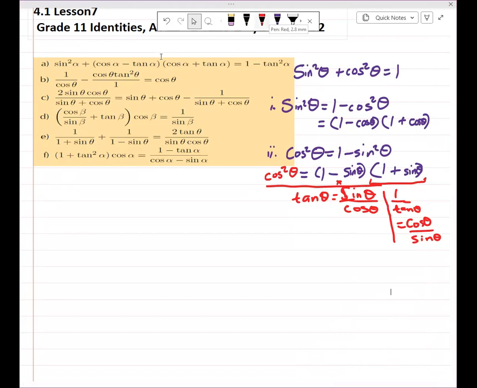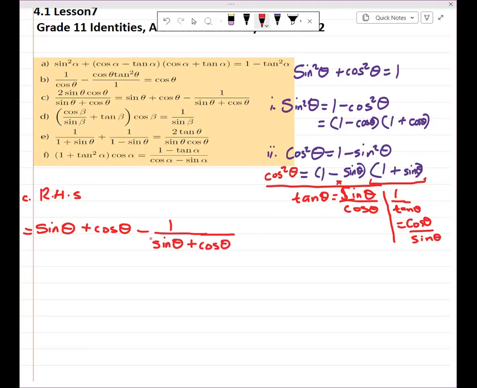So on C, by the look of things, the most complex side is the right-hand side. So I'll take the right-hand side in this case, because it's the one that looks more complex. So the right-hand side is equal to sine theta plus cos theta minus 1 over sine theta plus cos theta, right?